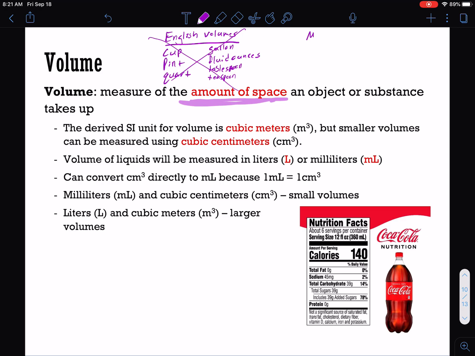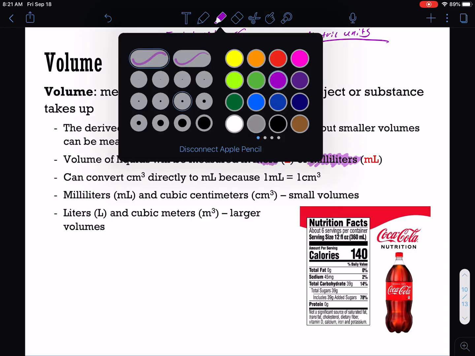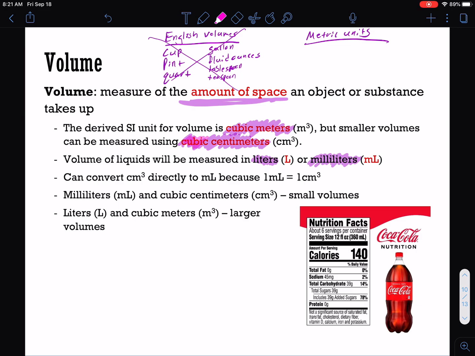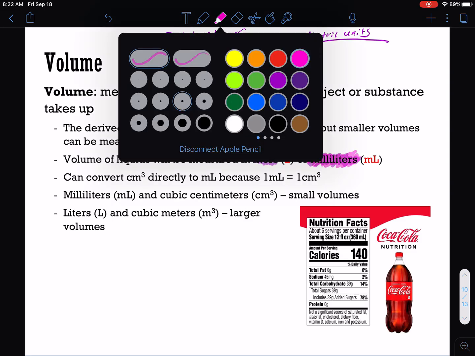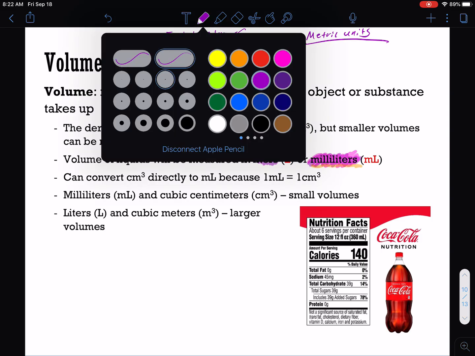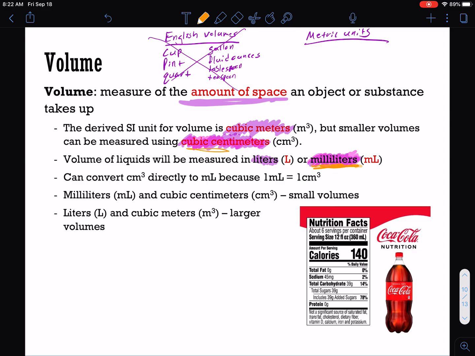What you're using are the metric units. And the metric units for volume are going to be cubic meters or cubic centimeters, or we're going to be using liters and milliliters. So there's only really four. And the ones that you are most commonly going to be using in this class again and again and again will be the cubic centimeters and the milliliters. Liters and cubic meters you may use slightly, but we won't be using them as much. You will be converting. So when we're looking at the units, cubic centimeters and milliliters are what you're most likely going to be using.